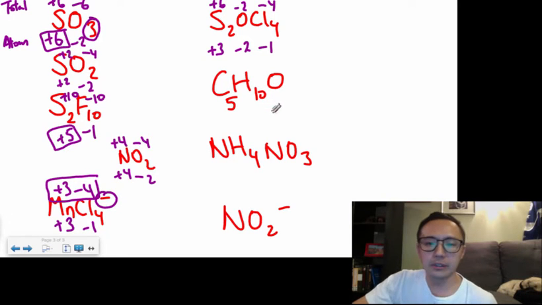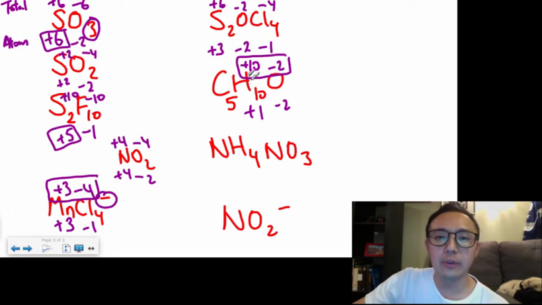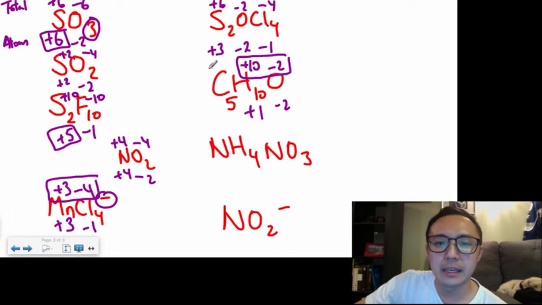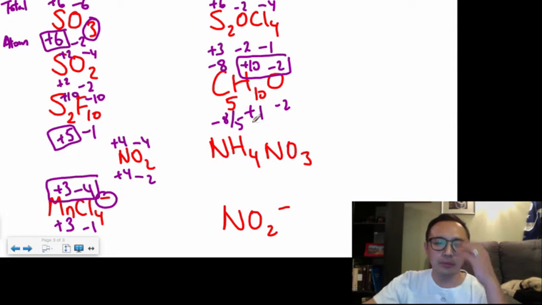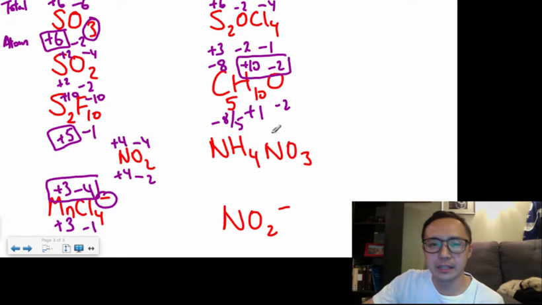And then moving on to here, hydrogen, this one is not with a metal, so it has a +1, and then this is +10. And then oxygen is -2, -2. So what I have right now is an overall of +8, giving me a -8 here, and it gives me a weird fraction of -8/5. This is not very common, but for this example, that's what it is.